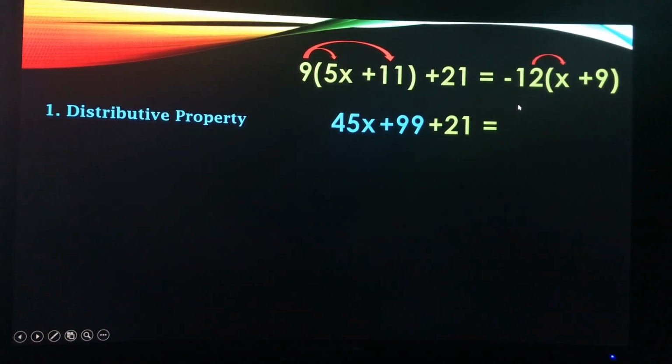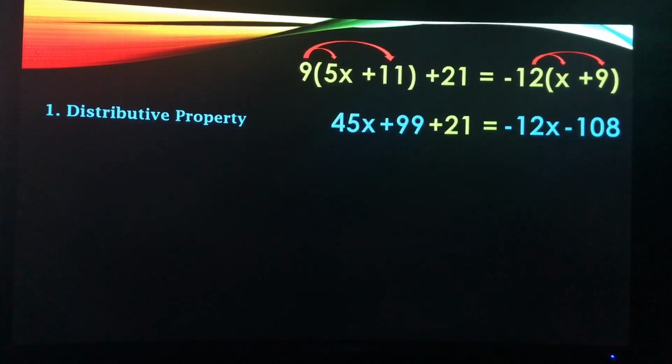Here I'm going to distribute my negative 12. Negative 12 times x gives me negative 12x. The negative 12 times a positive 9, okay, notice this is a negative, this is a positive, gives me negative 108. I've distributed. If I look at this line, there's no more parentheses. I'm done with step 1.